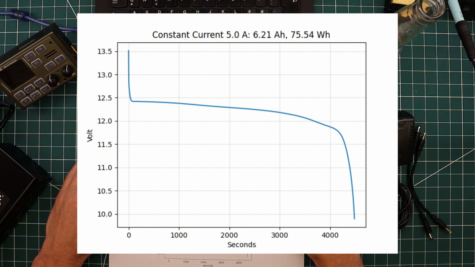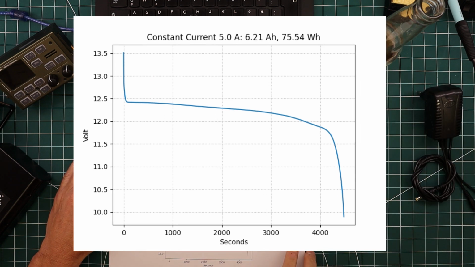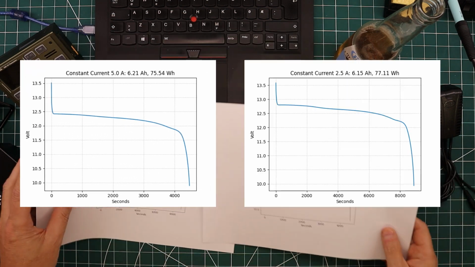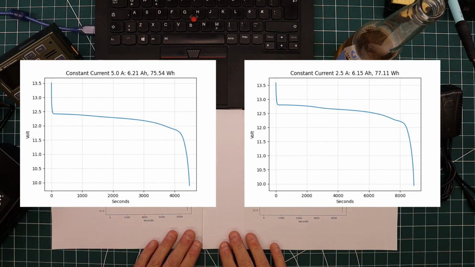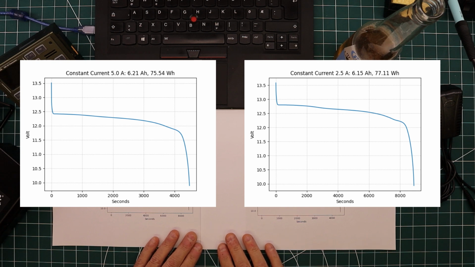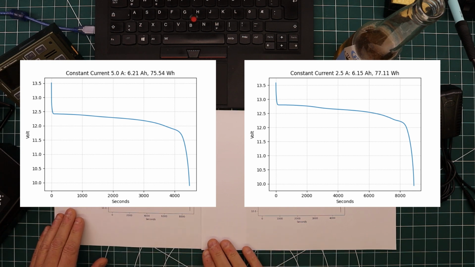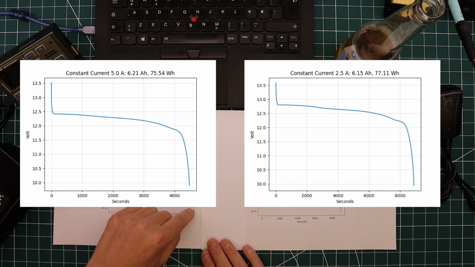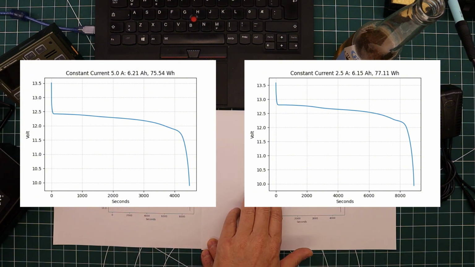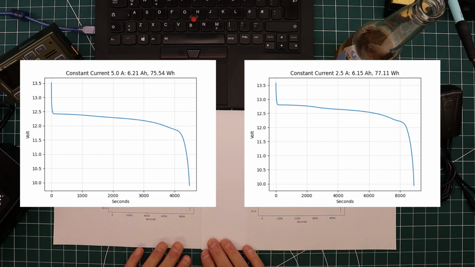That's an awful lot of numbers in a short while, but hopefully you'll get the idea from looking at the pictures on the screen. I'll put them right next to each other so you can see the shape of the curve is pretty much the same. You can also see that the voltage throughout the entire run is lower by maybe half a volt or close to half a volt when running at 5 amps compared to 2.5 amps.